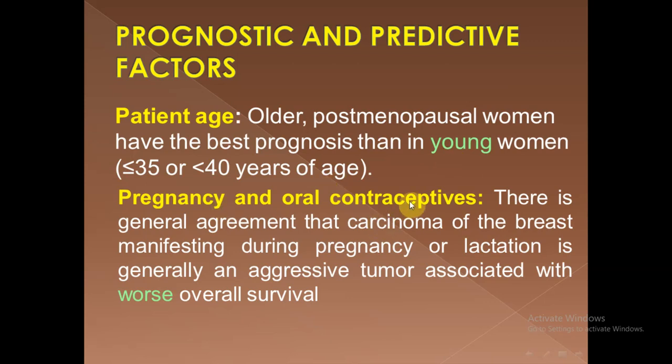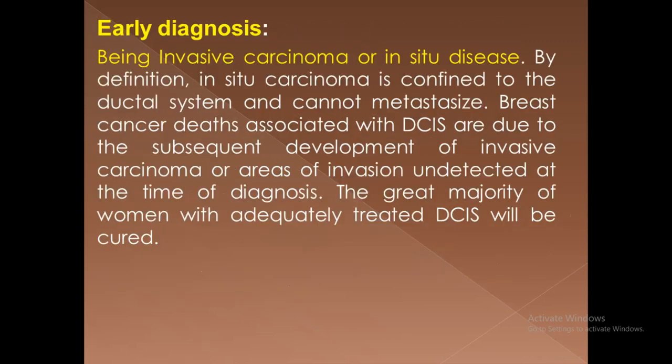Pregnancy and oral contraception. It is known that pregnancy will make the tumor worse, meaning high grade, rapidly metastasizing, and higher stage than in non-pregnant women. Early diagnosis, we mean by this whether it is invasive or in situ. Definitely in situ disease carries a favorable prognosis, a better prognosis than being invasive. But here sometimes we see, for example, cases of DCIS that metastasize or carry aggressive behavior.